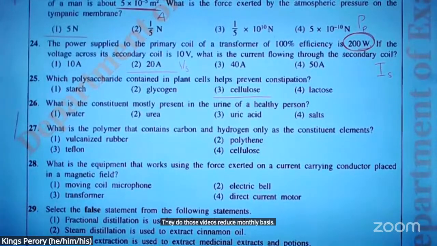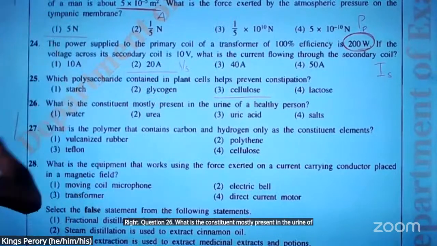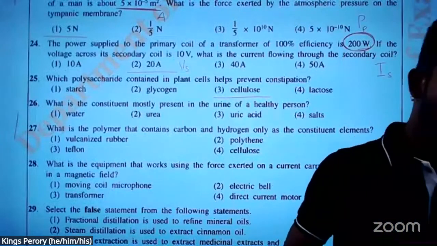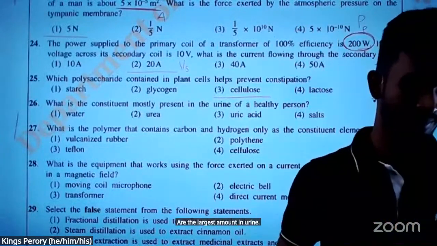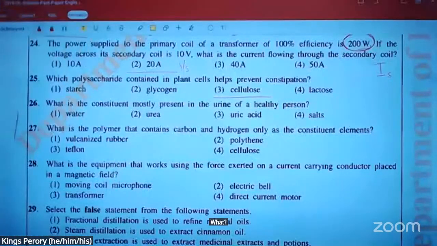Question 26. What is the constituent mostly present in the urine of a healthy person? What is there? What's the largest amount in urine? Water. Water is in large amount in urine.